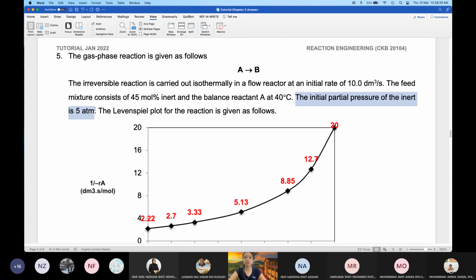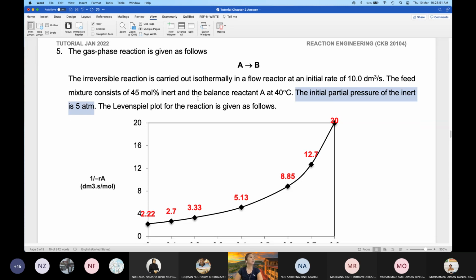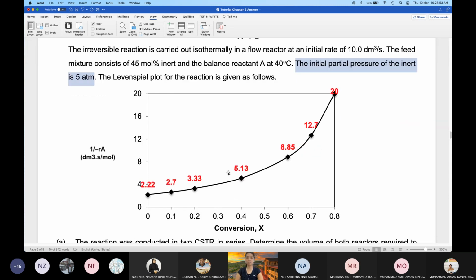So now information dia beritahu kita, dia tell us I have 45% inert and this 45% inert ni adalah 5 atm. Dia bukan total, dia bukan gas A, bukan campuran gas A and inert. It's just the inert gas. Yang 45% inert gas ni, pressure dia 5 atm. Okay, that's information they give us. Right. So this says they give us the Levenspiel plot. Okay. Right. So Levenspiel plot 1 per minus RA versus X.